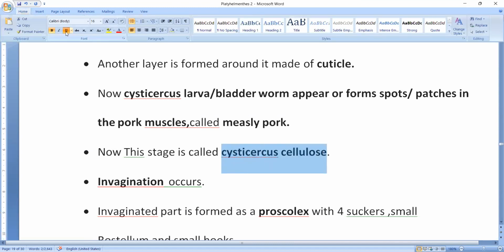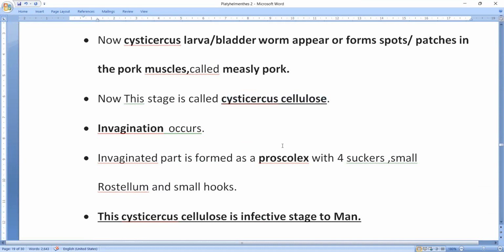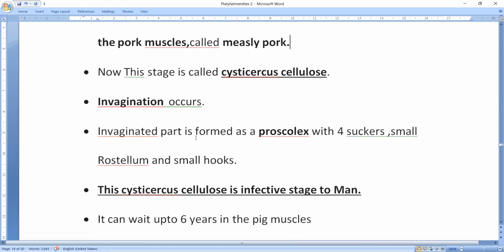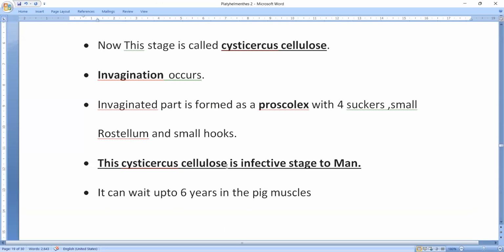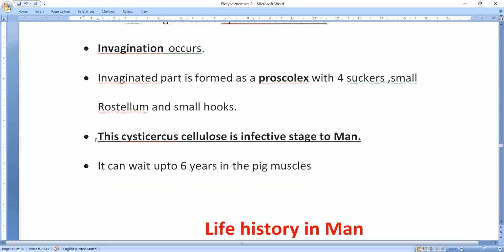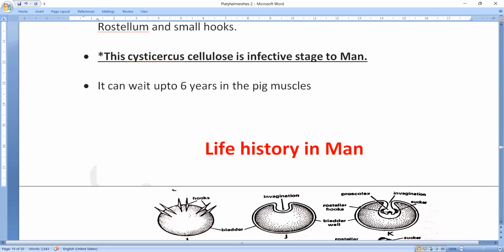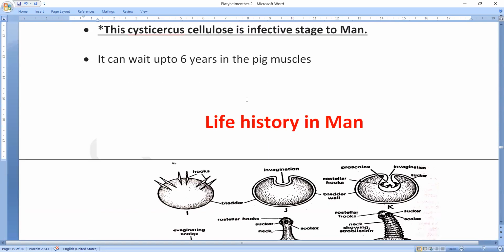After cysticercus cellulosae formation, invagination occurs. The invaginated part is formed as a proscolex with four suckers, small rostella, and small hooks. The cysticercus cellulosae larva is the infective stage to man. If man is not available, it can wait up to 6 years in the pig.